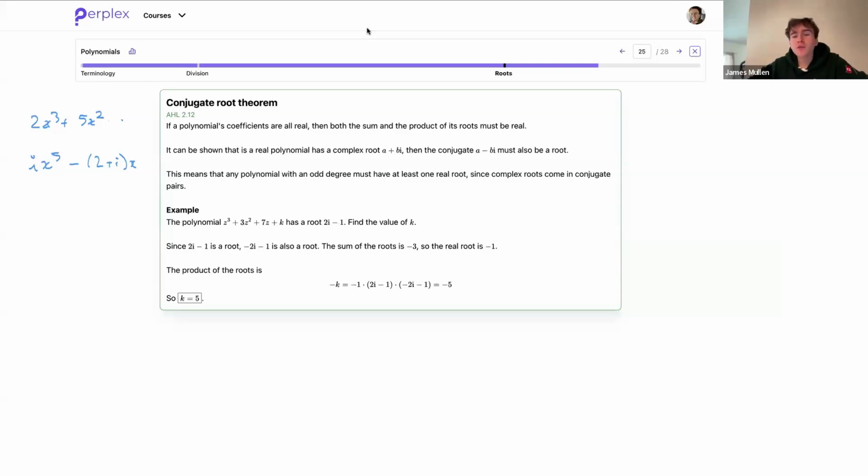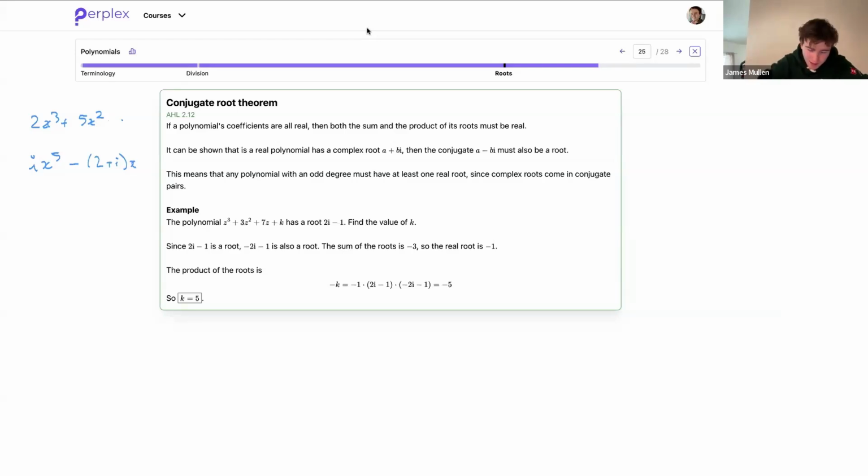Okay? A consequence of that is that a polynomial with an odd degree must have at least one real root, because all complex roots come in pairs. If I have one root, its conjugate is also a root. So if I have 3 roots total, then I can't have 3 complex roots because I have to have an even number of complex roots.